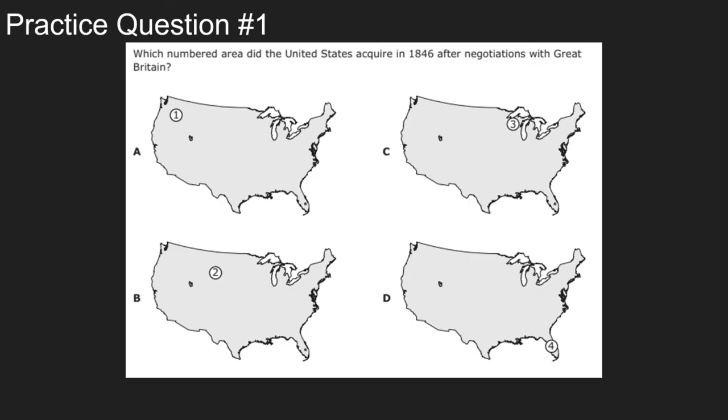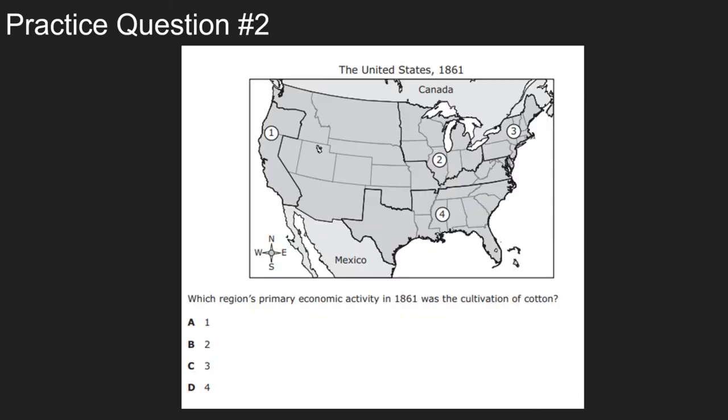All right, let's look at some questions. Which numbered area did the United States acquire in 1846 after negotiations with Great Britain? Press pause. Here's your answer. Yeah, that's the Northwest area. That's Oregon Territory. United States in 1861. Which region's primary economic activity in 1861 was the cultivation of cotton? Press pause. Here's your answer.